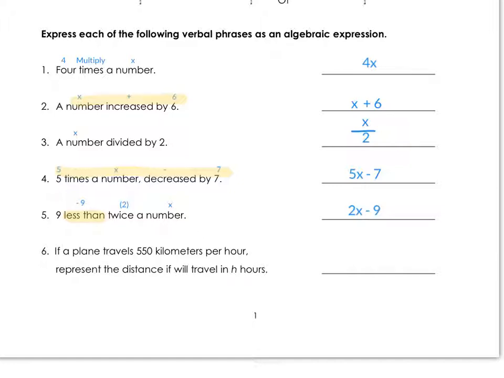Okay, the next one. This one says if a plane travels 550 kilometers per hour, well, my important words here are that 550 and per hour. Per hour, that means multiply by the number of hours. Well, if you keep reading, it says represent the distance if they will travel in h hours. So h hours, they're telling you what to use as your unknown. So you've got to be careful of that. If they tell you that I have to use a certain variable, I can't make one up. So this one is going to be 550h, and that's again because they told us what to use.